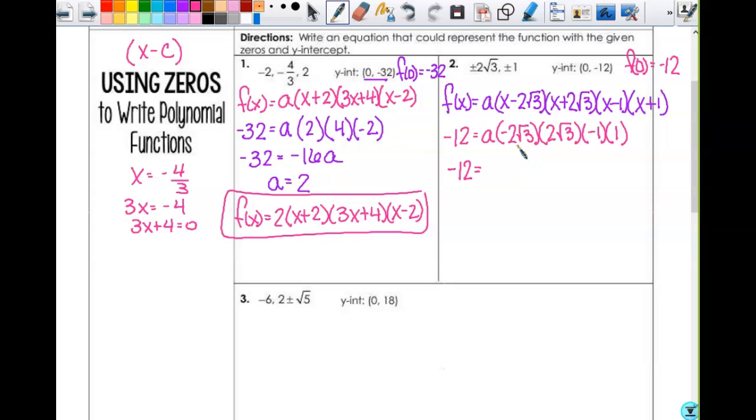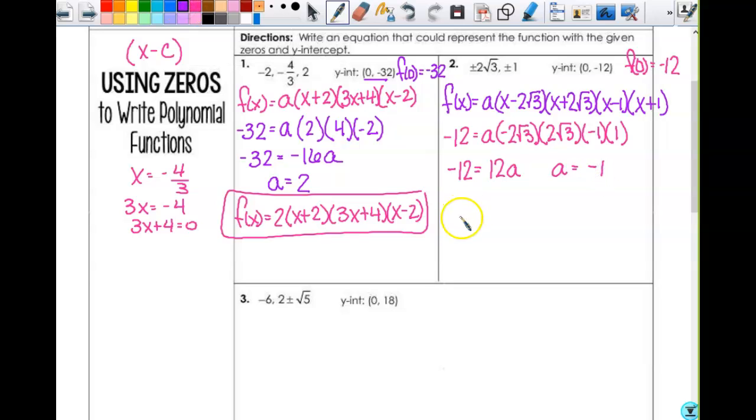Okay, if you have absolutely no idea how to do that, then clearly you did not watch that radical review stuff that I have in there, and you need to, because I'm not going to work these out for you every single time. But to get that, 2 times 2 is 4, square root of 3 times square root of 3 is 3, 3 times 4 is 12, so this gives me 12a, which means a equals negative 1.